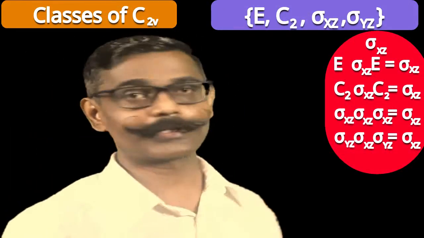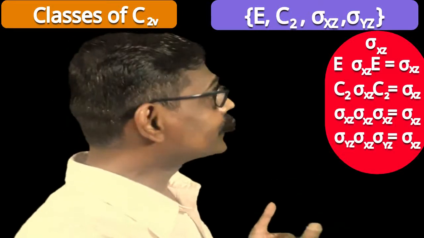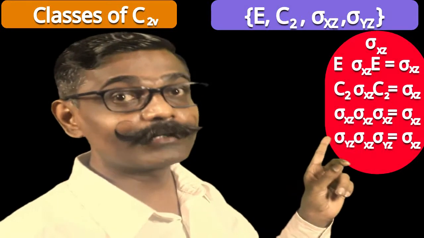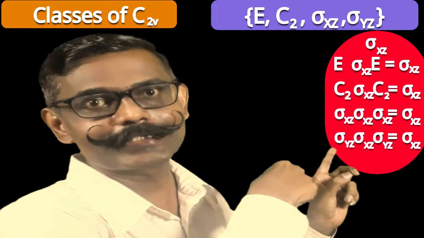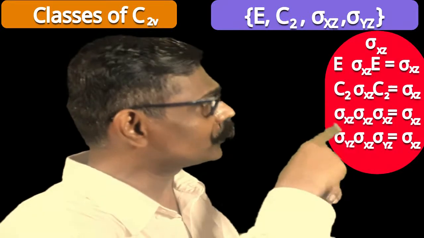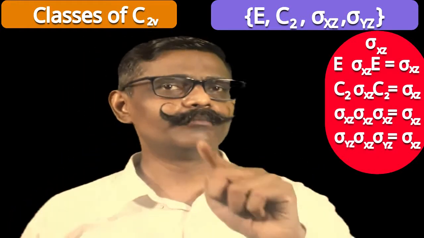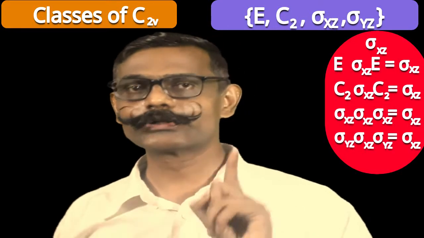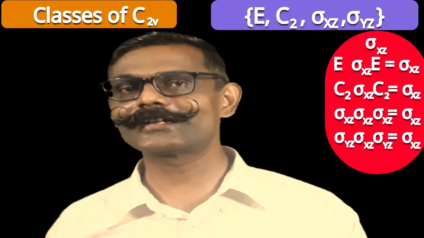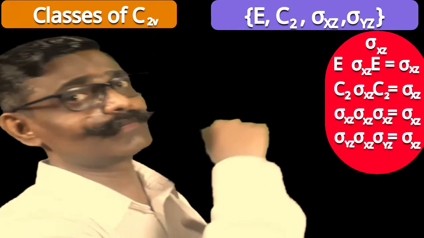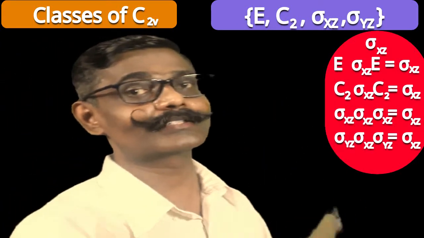Now see the second expression. C2 into sigma xz into C2. Why C2 first? It is given as the inverse of C2, which is C2 into sigma xz into C2. C2 into sigma xz means sigma yz. Sigma yz into C2 means sigma xz. So the answer is sigma xz. So sigma xz is a symmetric transform of sigma xz.